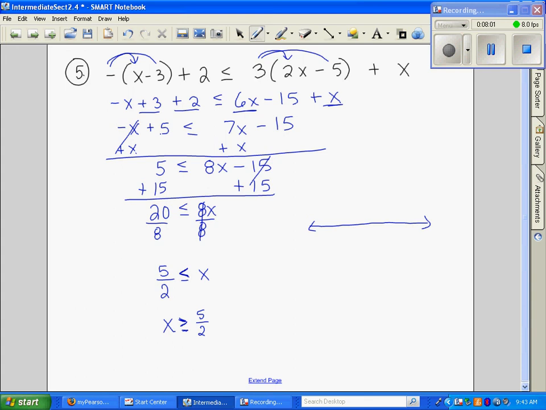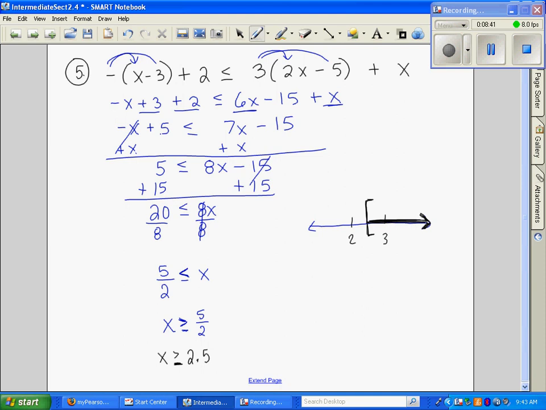5 halves is approximately the same thing as 2.5, and usually on a number line it's easier for us to see it as decimals than it is to do it in fractions visually. So when I come over here, let's do a 2 and a 3. It's saying x is greater than or equal to 2.5 or 5 halves. 5 halves is going to be approximately here. It's going to be a bracket because of that equal to part of it, and it's greater than or equal to. So shade everything to the right of that.